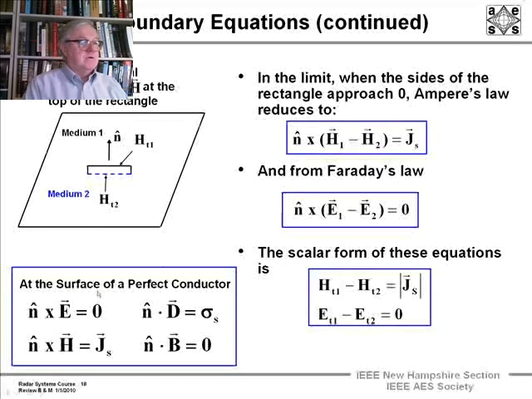For a perfect conductor, these equations reduce to these and these, which basically say that at the surface of a perfect conductor, if the electric field is changing and the magnetic field is changing, we'll have changes in the current density and in the surface charge per unit area changing. And the scalar form of these equations for Ampere's law and from Faraday's law are these.